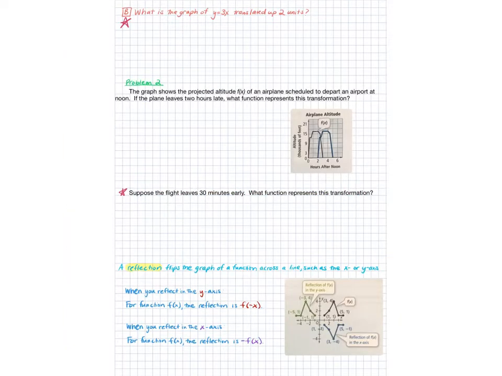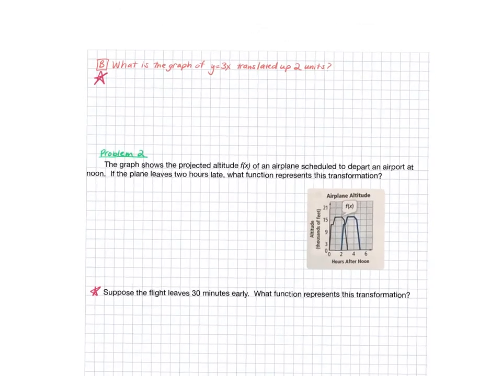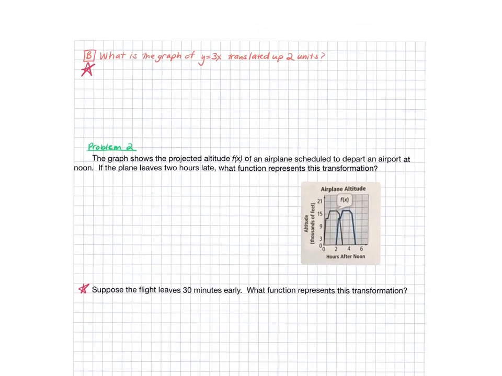Okay, is there another one for you to try? Yes, there is. There's one for you to graph. So what's the graph of 3x translated up 2 units? Graph your 3x and then move it up 2 units and draw that graph as well. So press pause and try that on your own, and then check back for your solution.